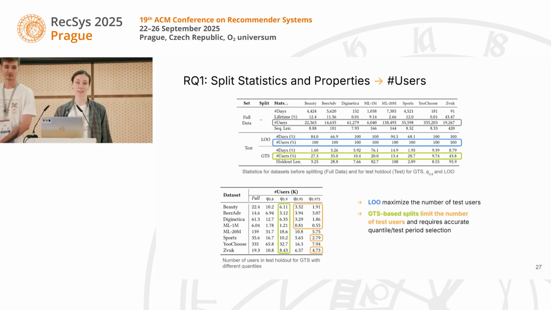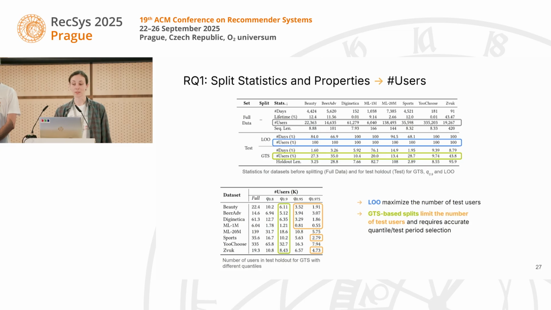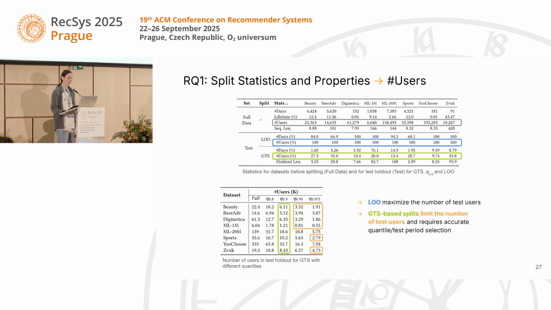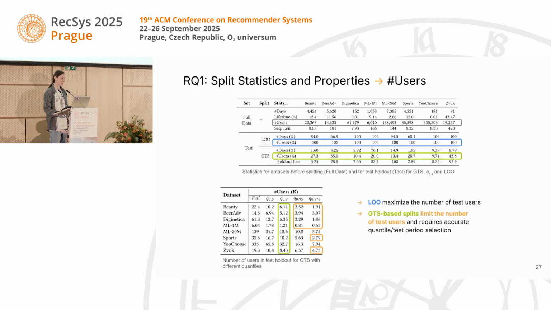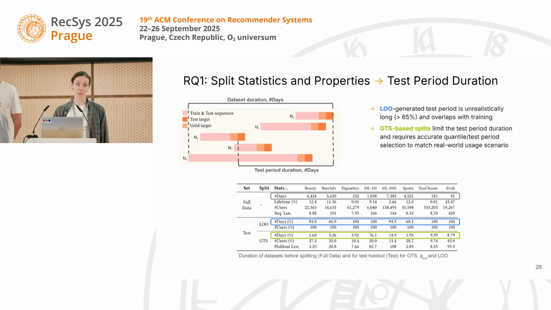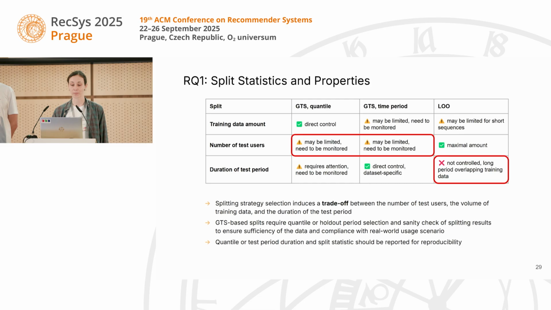The first important property is the number of test users. Global temporal split reduces the number of test users compared to the leave-one-out split, and it could affect the robustness of evaluation results. The other important property is the duration of the test period. We observed that the test period for leave-one-out split is unrealistically long. It is more than 65% of the full dataset duration, and it overlaps with the training period. In contrast, global temporal split allows us to bound and align the test period duration with real-world model usage.